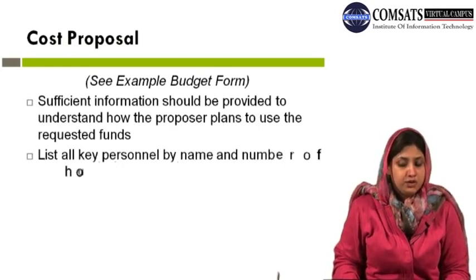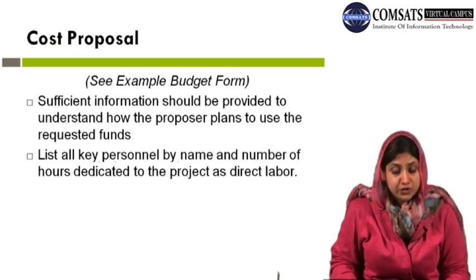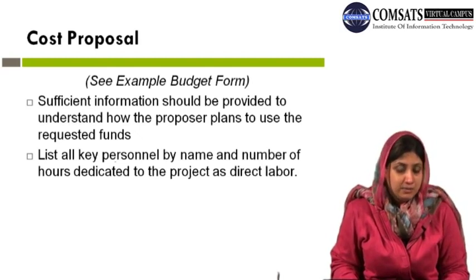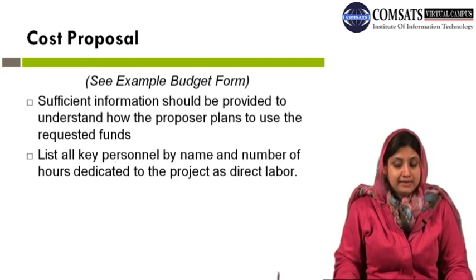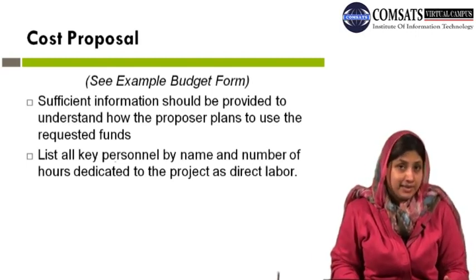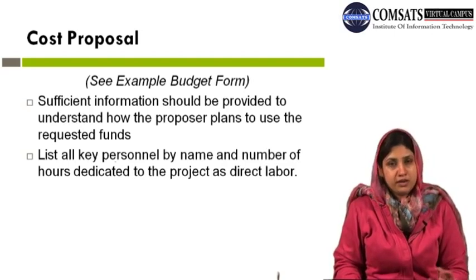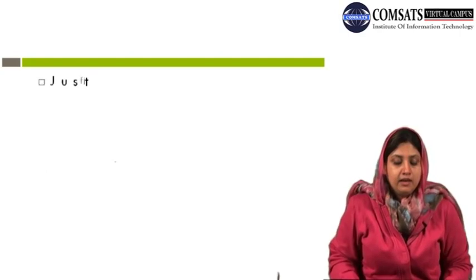Sufficient information should be provided to understand how the proposer plans to use the requested funds, and list all the key personnel, key members by name and number of hours dedicated to the project as their direct labor or their direct effort. So this all is a part of the cost section, the budget section of your proposal.